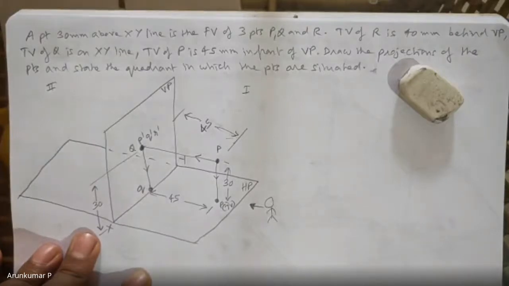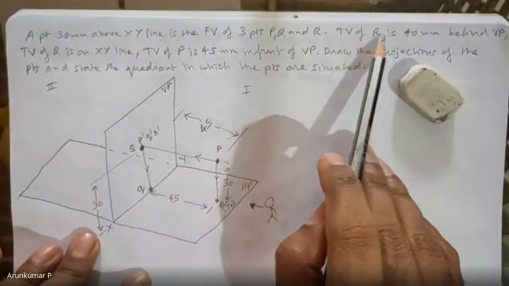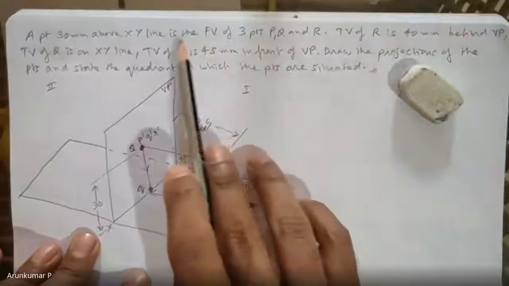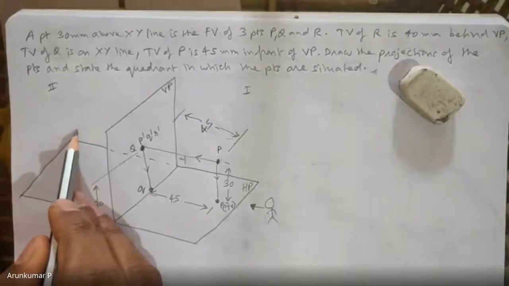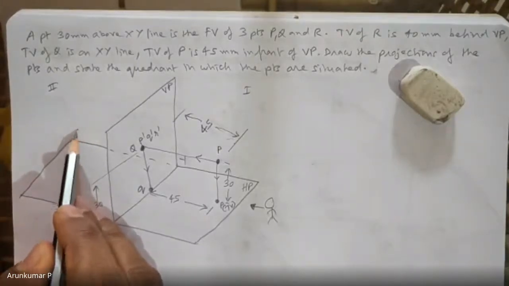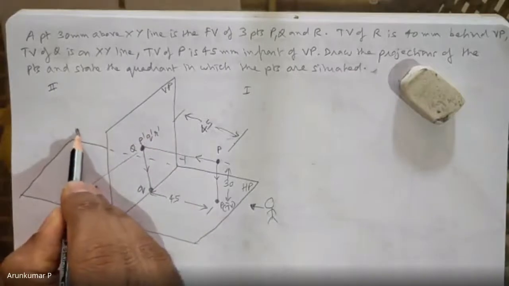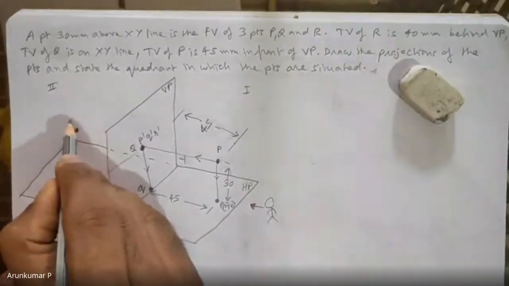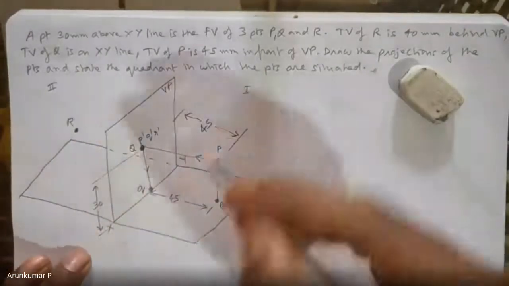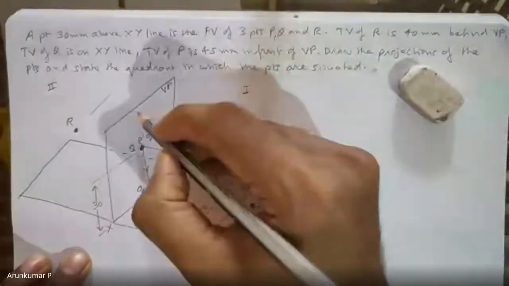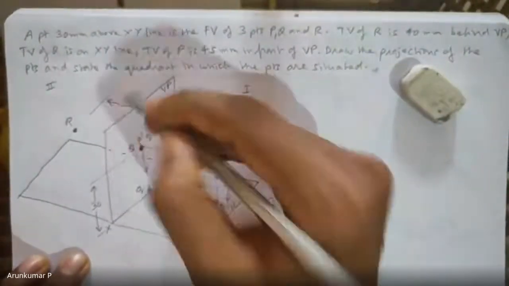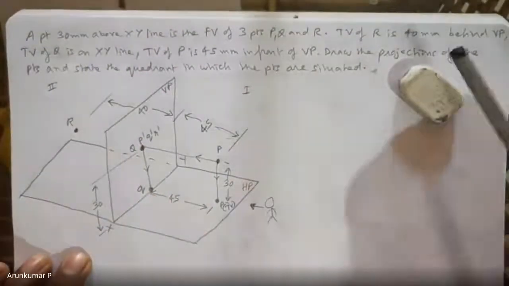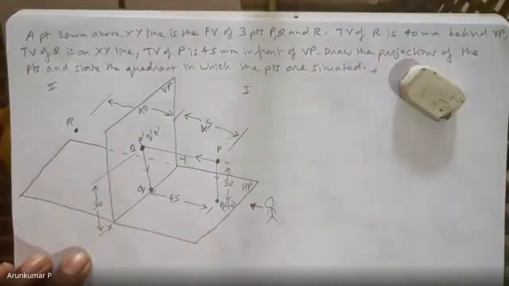Now I'm left with the third point, R. R is 40 mm behind VP. And of course, the front view is here. So what I'll do is I'll try to locate R. So according to me, R should be somewhere here. This should be the point R, and this is at a distance of 40 mm behind VP. 40 mm behind VP. So this is R.